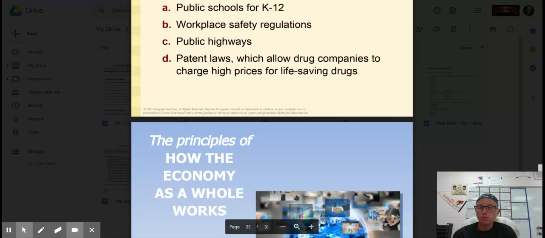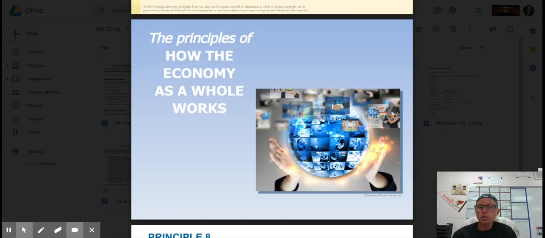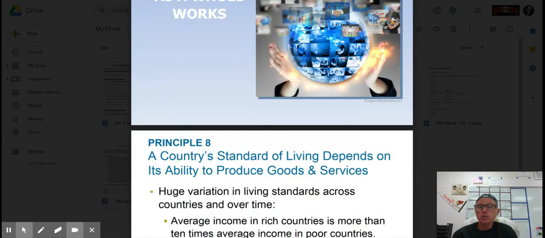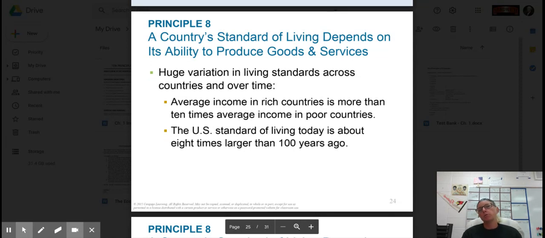All right, moving on. The third group is how the economy works as a whole. This is going to be more macro stuff, but I'm going to still talk about it today. We'll definitely get more into this in the spring.